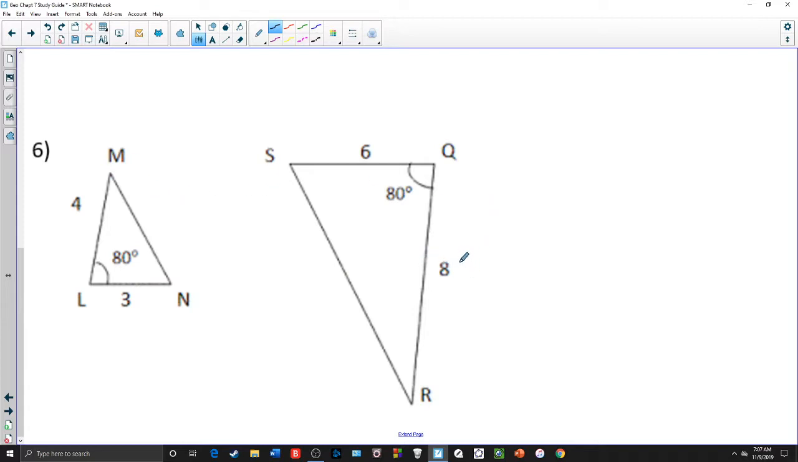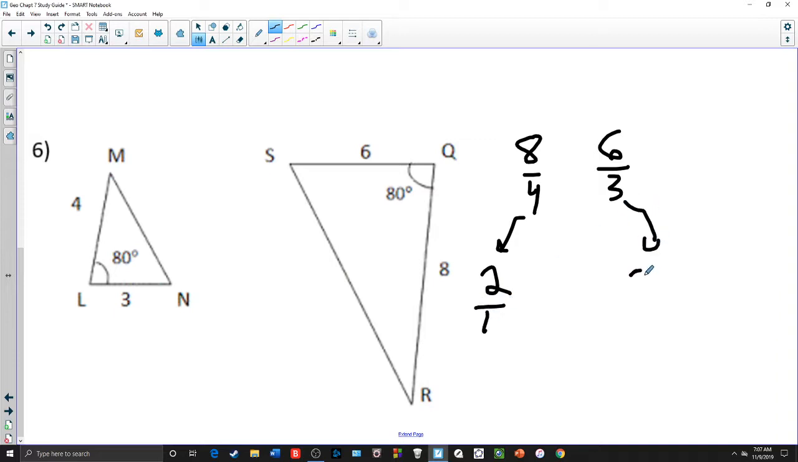So first, we still need to check our sides. 8 is the biggest, 4 is the biggest, so 8 over 4, 6 and 3. So 8 over 4, that's 2 over 1, good. 6 over 3, that's 2 over 1. That's good. So my two sides are similar. So I have a similar proportion between the two sides.